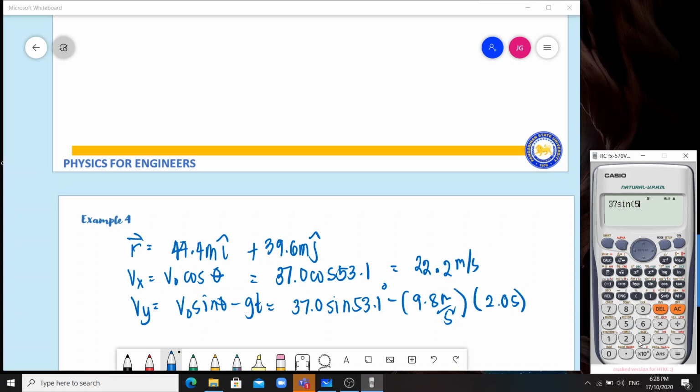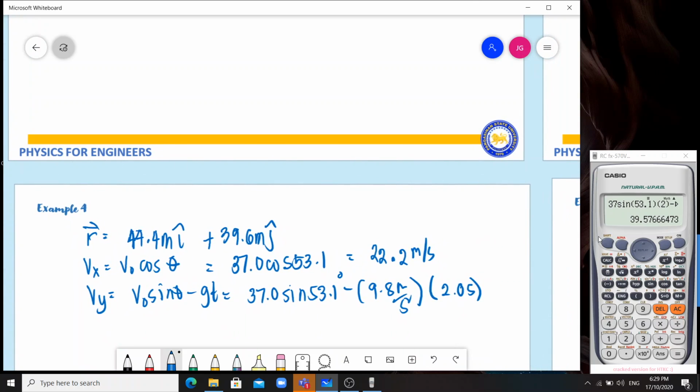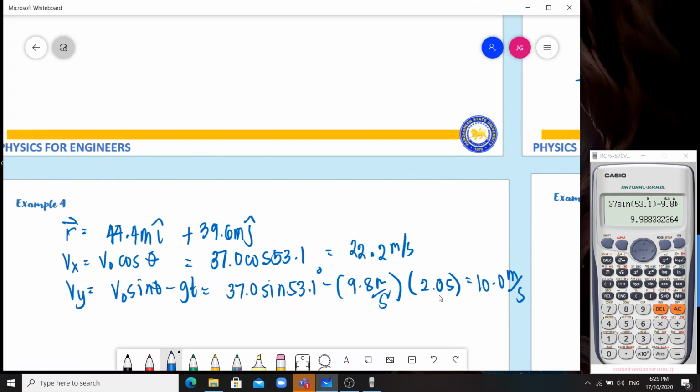37 sine 53.1 times 2 minus 9.8 times 2. Our y is 39.6. Is that right? 37 sine 53.1, oh, there's no t there. Sorry. So that's it. 9.9, or we can write it as 10.0 meters per second. Or 9.99 to be exact.